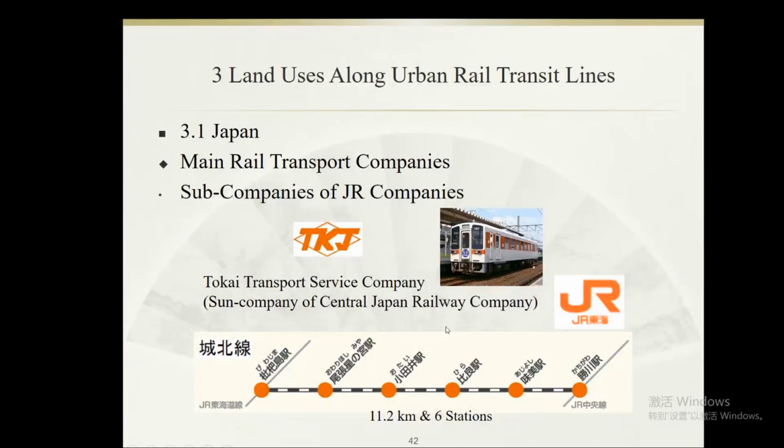Also, these companies have sub-companies. For example, TKJ is the Tokai Transport Service Company. It's a sub-company of the Central JR Company. Only one railway line, about 11 kilometers long, with six stations, a very small company. In Japan, there are many such very small railway companies. Most of them are sub-companies of JR companies, and some of them are private railway companies. Only one line, only several stations.